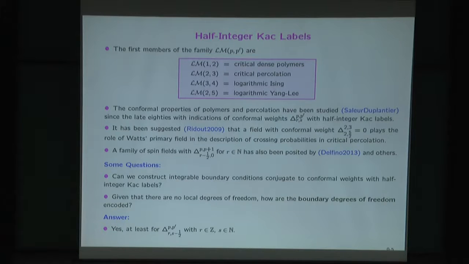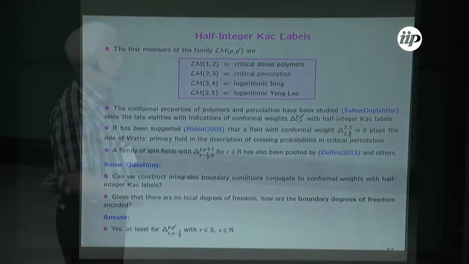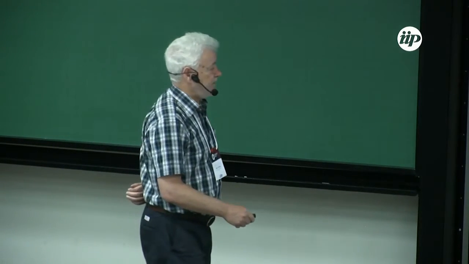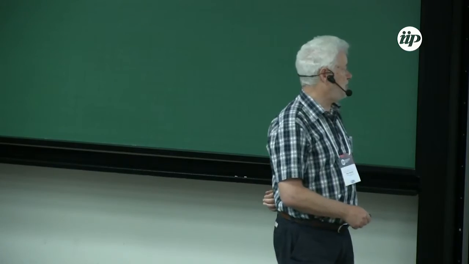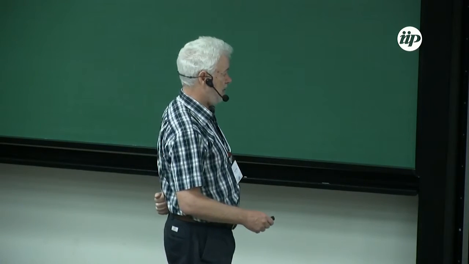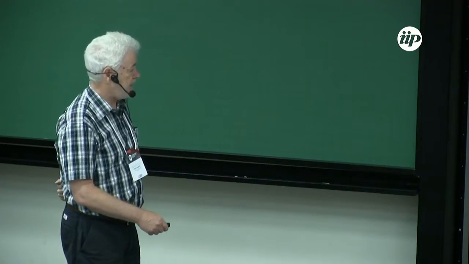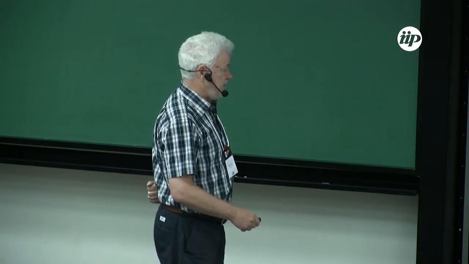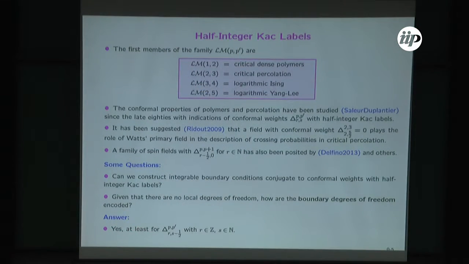So there are some natural questions that arise. If we can construct the boundary conditions corresponding to integer R and S, can we construct integrable boundary conditions for these logarithmic minimal models conjugate to conformal weights with half-integer Kac labels? So here R is an integer, so R minus a half is an odd half integer. Given that there are no local degrees of freedom, how are the boundary degrees of freedom encoded? And we'll see again that they're encoded by these Kac labels R and S, which are integers, but shifted by a half integer. So the answer to these questions is, of course, yes, otherwise I wouldn't be presenting this talk.